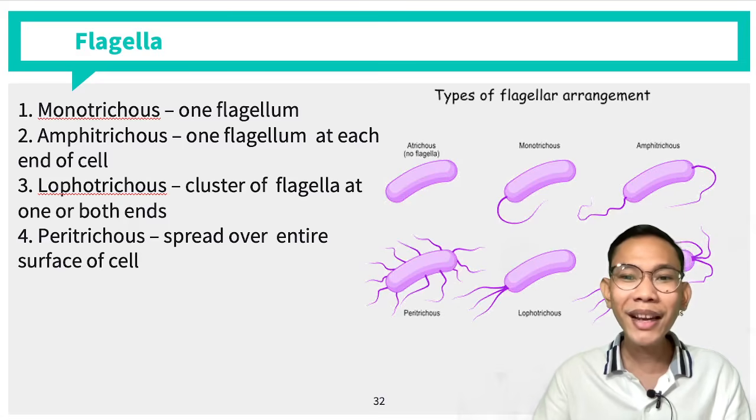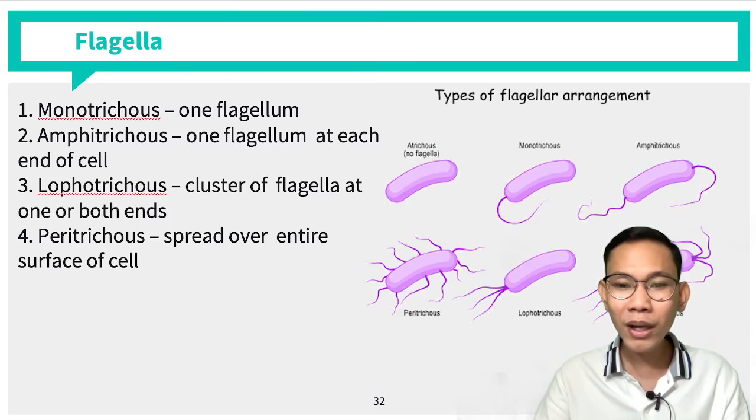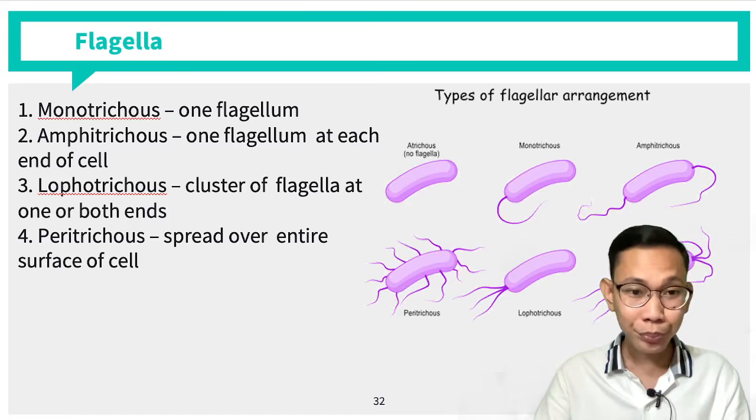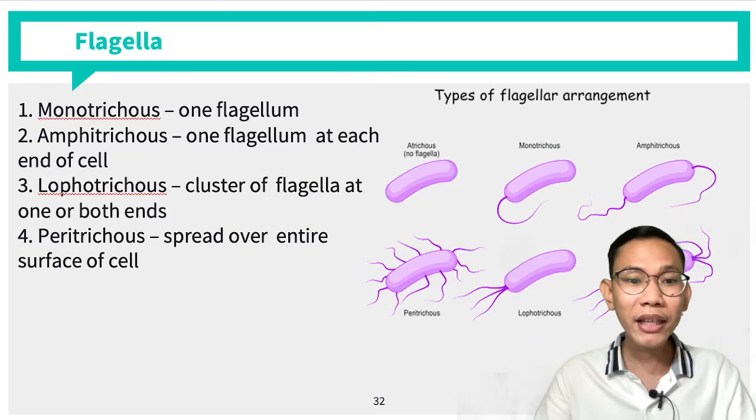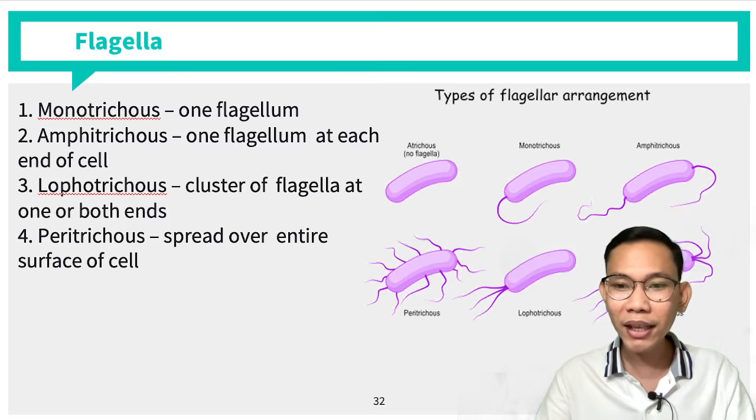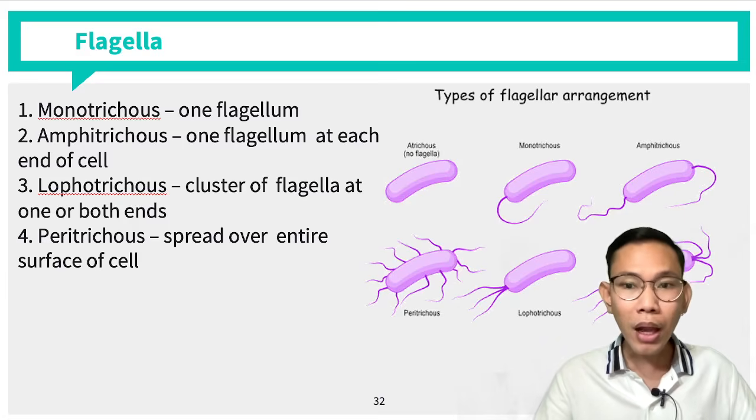So we have the different arrangements of your flagella. Please also remember this. We have your monotrichous. When we say monotrichous, there is one flagellum, so as you can see, one flagellum at one end pole of your bacteria. We have also your atrichous, meaning they do not contain any flagella. And next we have your amphitrichous. When we say amphitrichous, one flagellum at each end of the cell. So let's look, amphitrichous, each end of the cell contains a flagellum.